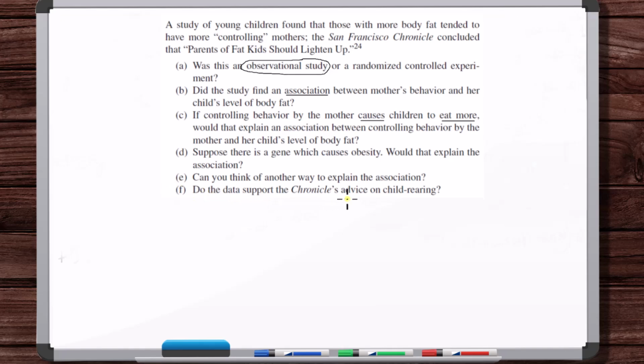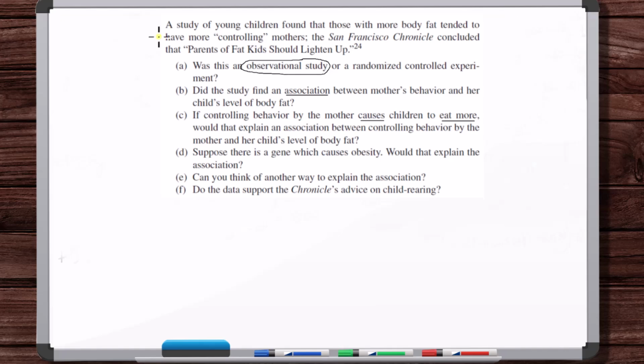Do the data support the Chronicle's advice on child rearing? Well, we don't have all the details of the study, but it seems that they've shown an association, but not any causation. But again, it just depends on the details. If someone had a well-done study that said that we interviewed parents of mothers, and a large number of parents of mothers said that their child has always been controlling, their child being the current mother, and then like 95% of those mothers have obese children. Well, it just depends on the numbers, assuming that those numbers are accurate.